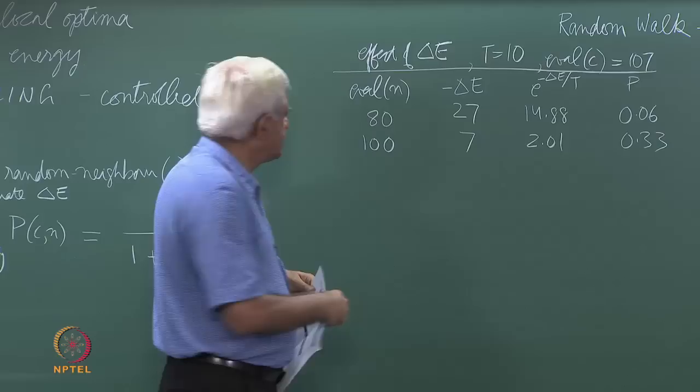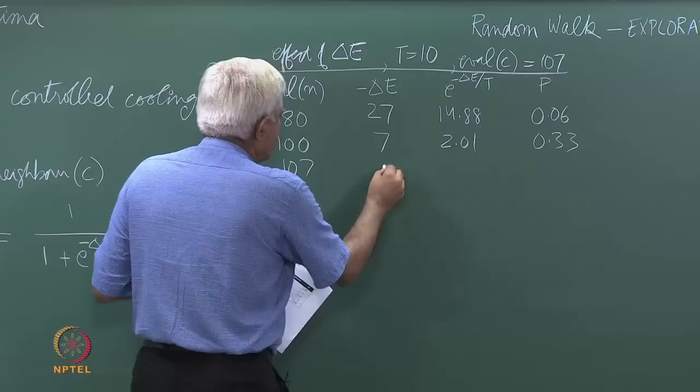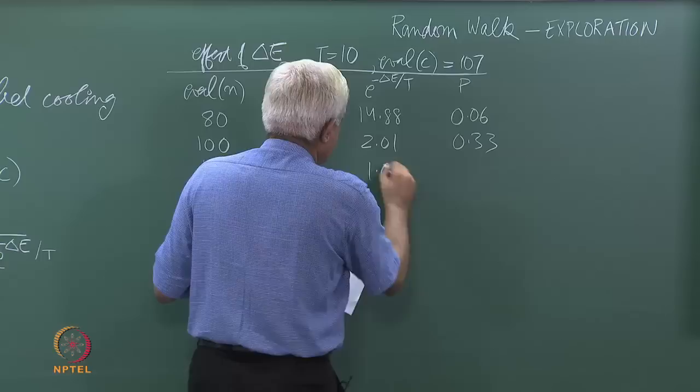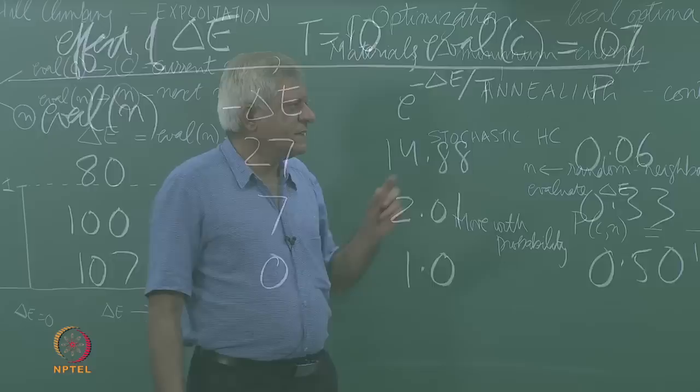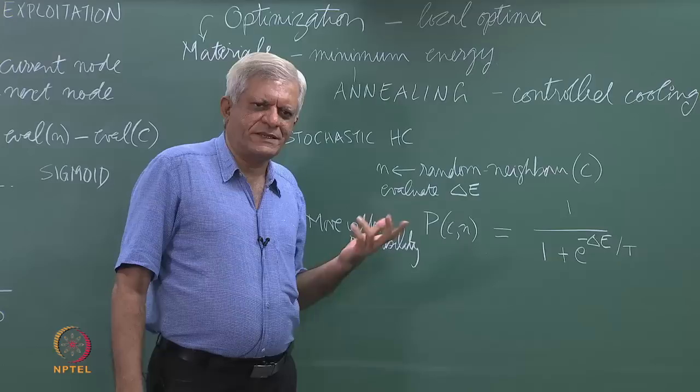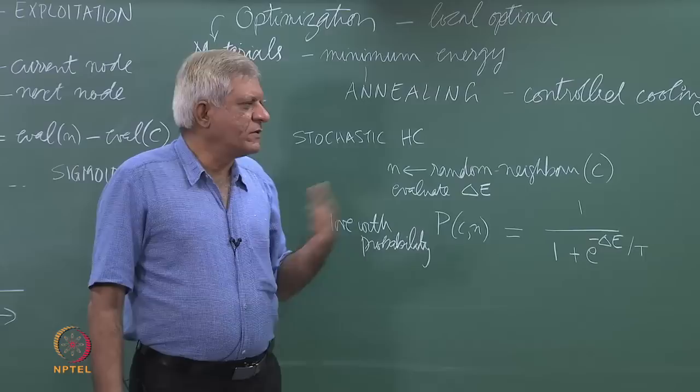Then just for the sake of completion, we take this, this happens to be 1.0 and 0.10, which is nice because what this function is telling us is that if eval n equal to eval c, you may or may not move to that, which means you move to it with probability 0.5 and you can stay back at the probability 0.5, which is what you would expect.